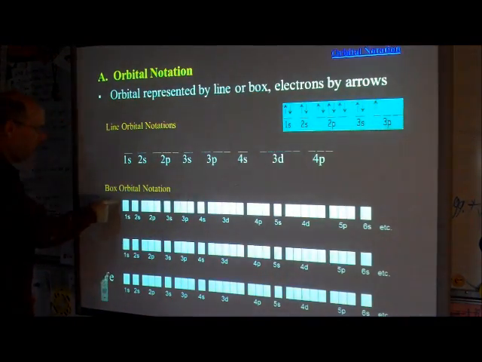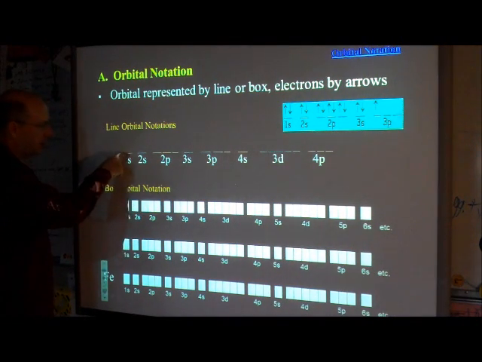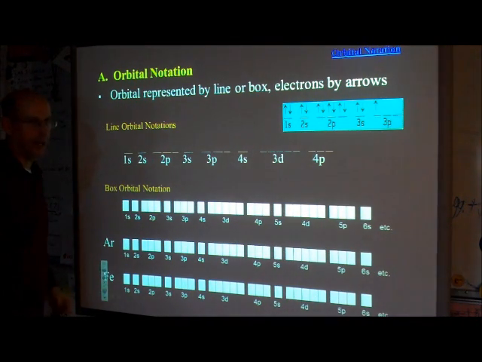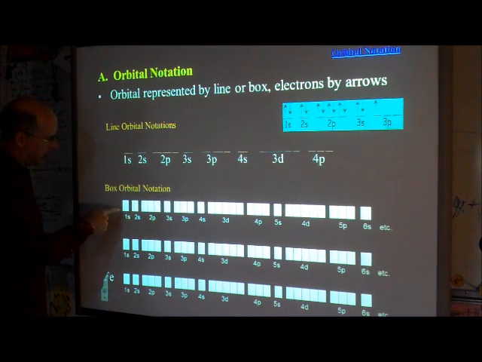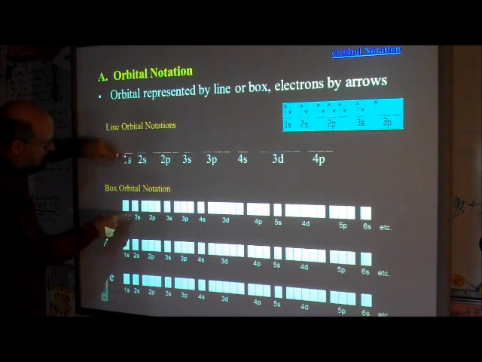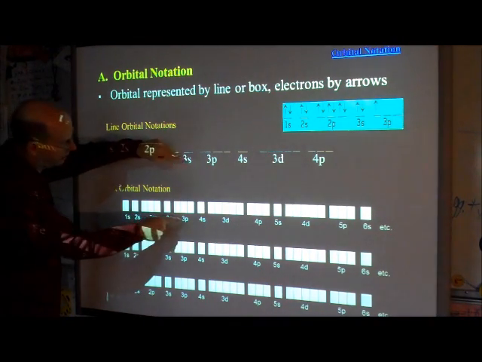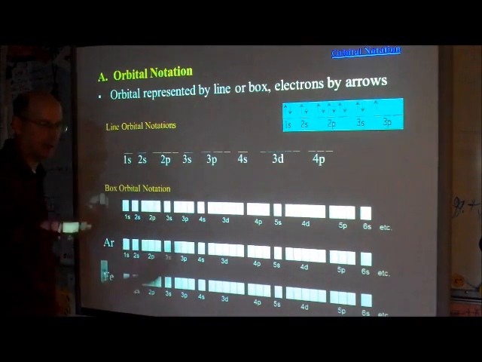Okay, so often we show boxes here, but sometimes we just use lines. Depends on how lazy you're feeling. It doesn't really matter. Some people prefer the lines, and some people prefer the boxes. So these are in the same order: 1s, 2s, 2p, 3s, 3p, 4s, like that. It goes in the same order.